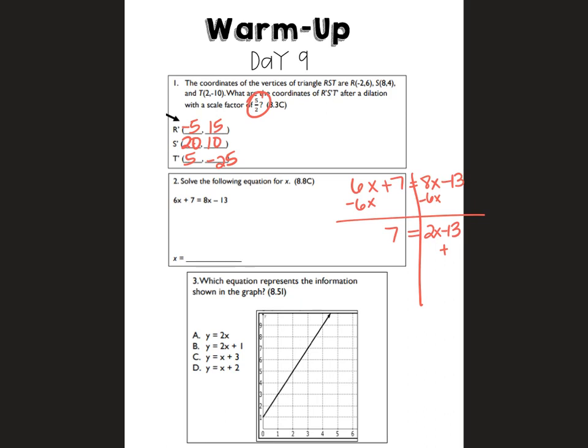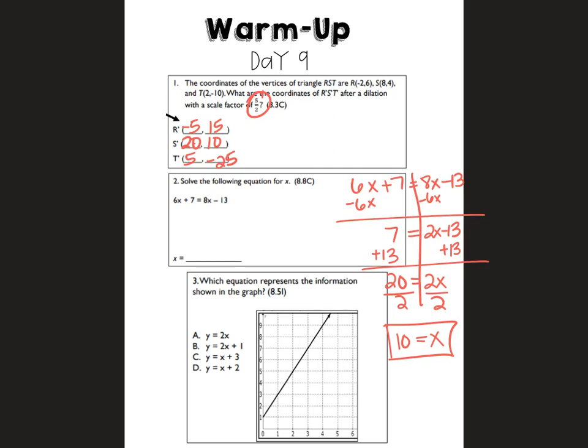Then I'm going to add back my 13 on both sides. That gives me 20 is equal to 2x. The last thing I'm going to do is divide by 2, and x is equal to positive 10 as my final answer.